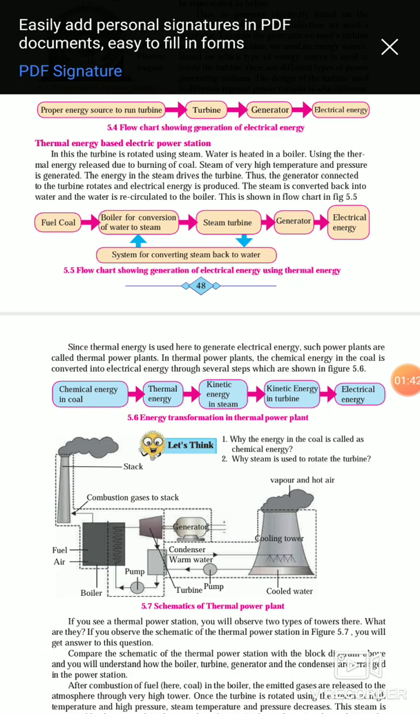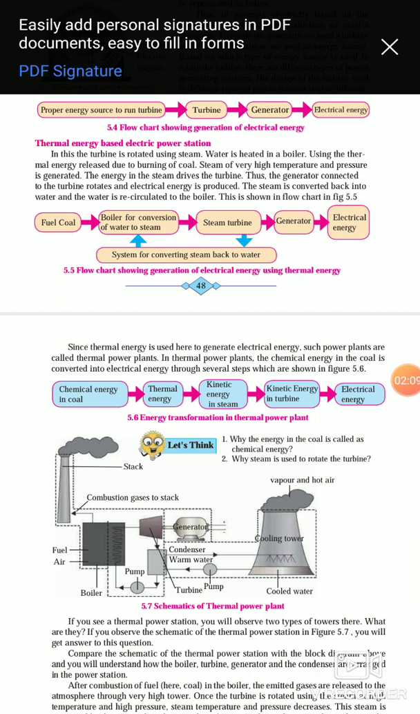Now, why is steam used to rotate the turbine? Because coal itself, by burning, could not run the turbine. So it is needed to produce the steam. To produce the steam, a water boiler is used, in which coal is burned to produce heat energy at high temperature and pressure, which boils the water, and steam is produced to run the turbine.